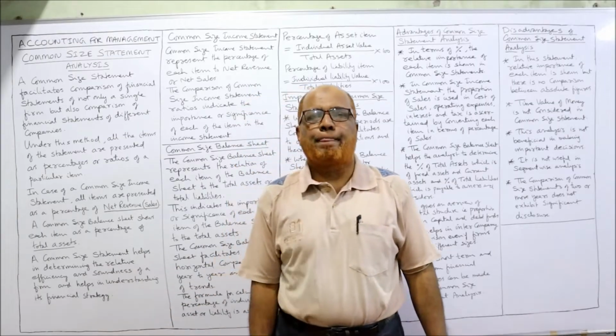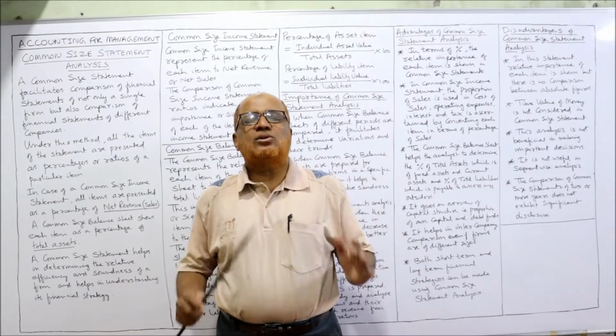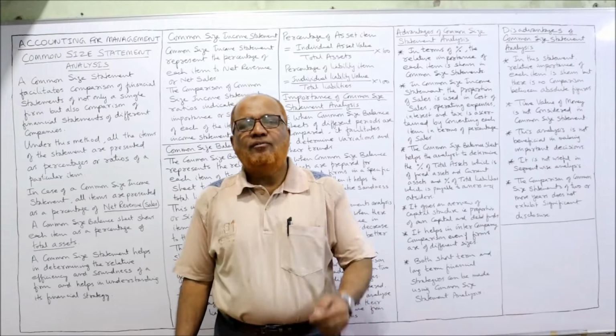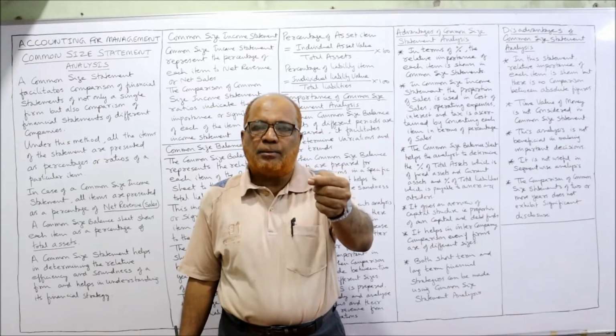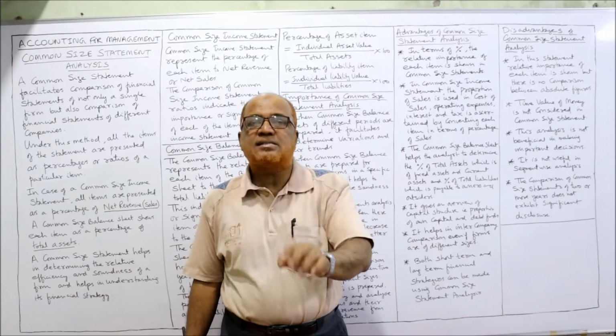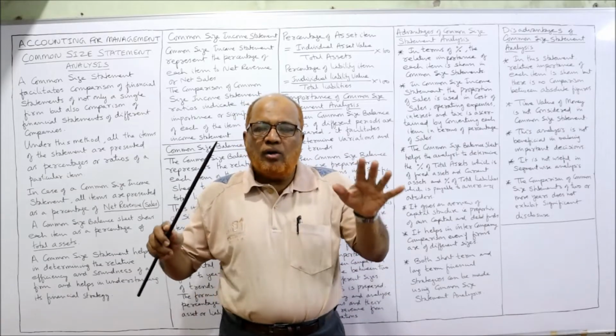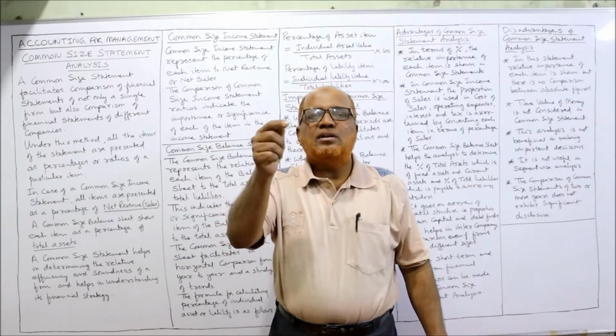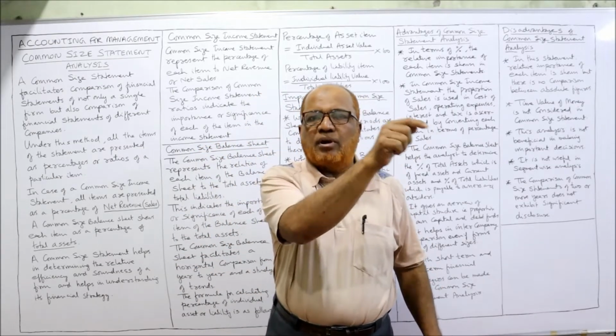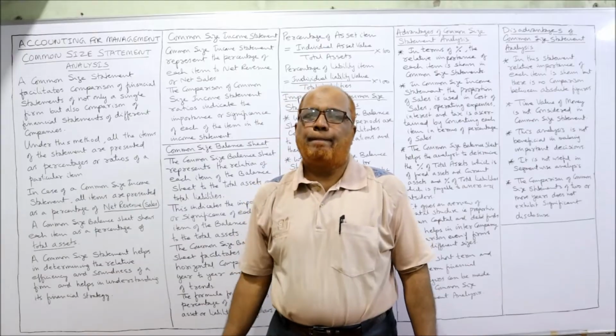Now, under this method, all items of the statement are presented as a percentage or ratios of a particular item. How to make this common size statement? We calculate what is the percentage of every item compared to a base item. So, in the whole financial statement, we select a base item. We calculate what is the percentage of every item relating to this base item.